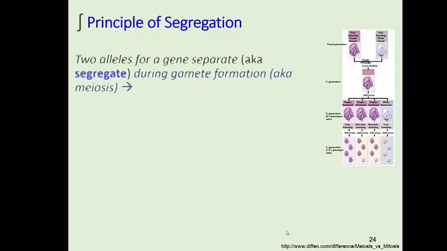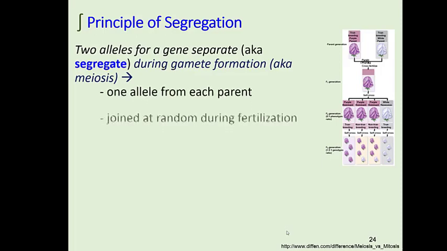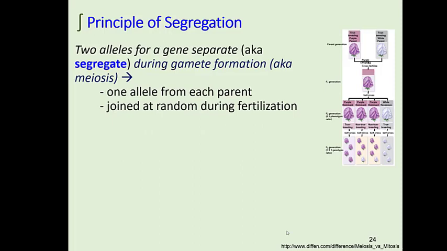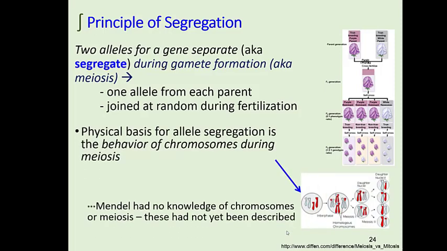Now, the principle of segregation is based on the idea that the two alleles for a gene will separate during gamete formation. Remember, that's meiosis. They're getting one allele from each parent, and we had that randomness, so it's random during fertilization which things line up. And this is literally the physical basis for allele segregation.